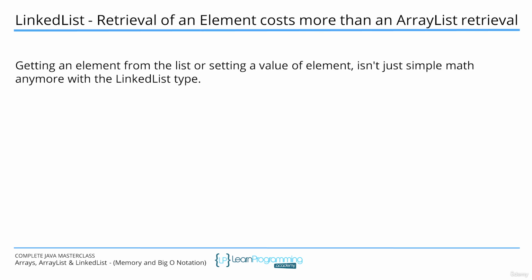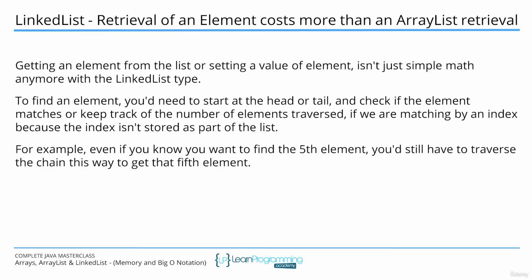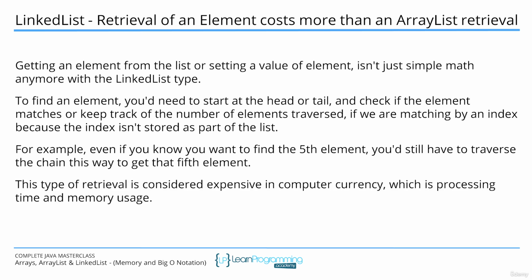Getting an element from the list or setting a value of an element isn't just simple math anymore with the linked list type. To find an element, you'd need to start at the head or tail and check if the element matches, or keep track of the number of elements traversed if we are matching by an index, because the index isn't stored as part of the list. For example, even if you know you want to find the fifth element, you'd still have to traverse the chain this way to get that fifth element. This type of retrieval is considered expensive in computer currency, which is processing time and memory usage.